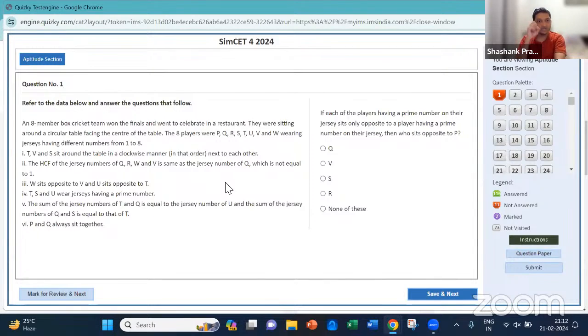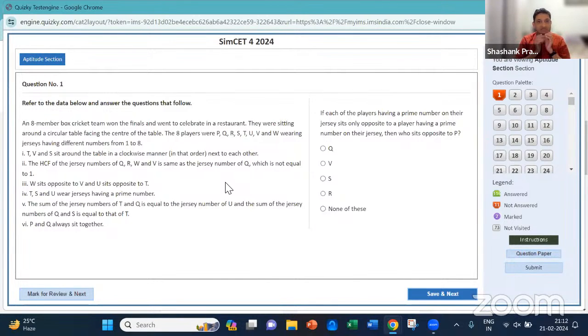I can understand. So T, S, U were prime numbers. We also know that T, V and S are adjacent to each other. So T and S are wearing a prime number. So T, S ऐसे हो गया. T and U are opposite to each other. So S के opposite जो भी बैठेगा would be wearing a prime number. So all prime numbers are at alternative positions. So we know that P and Q always sitting together will mean that P और Q में से कोई एक होगा जो prime number होगा for sure.